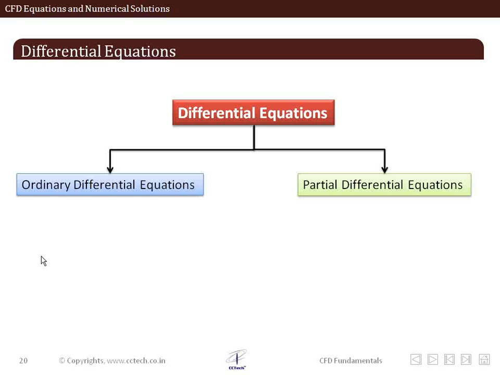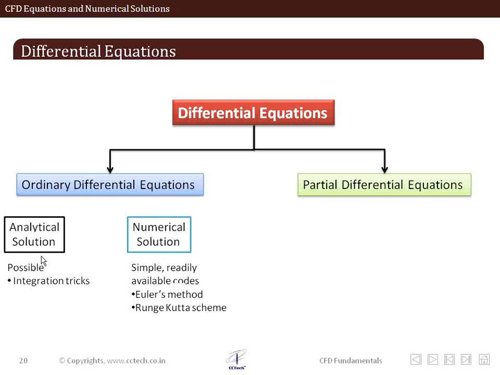So equations of the form du by dt is equal to a function of time. These are straightforward. There are standard analytical solutions possible. It's more about integration tricks that you can use. We may also have some more complicated functions of time. Let's say du by dt is equal to a function of time, where the function can be as complicated as a combination of trigonometric and exponential functions.